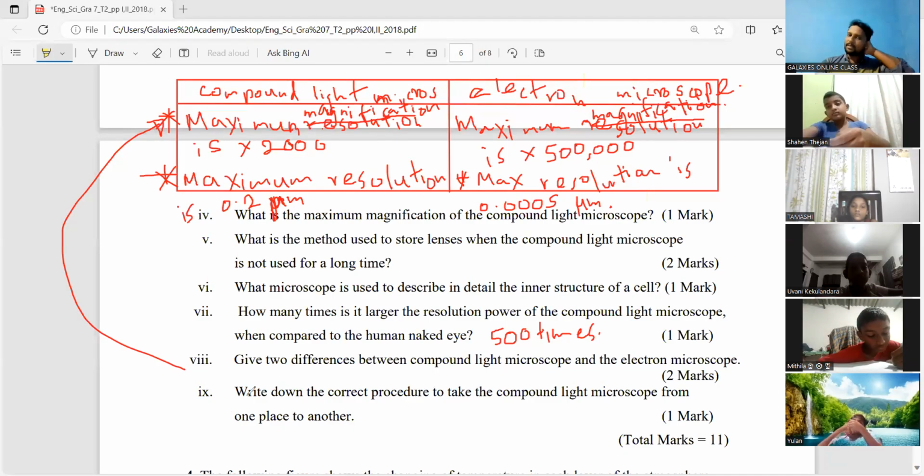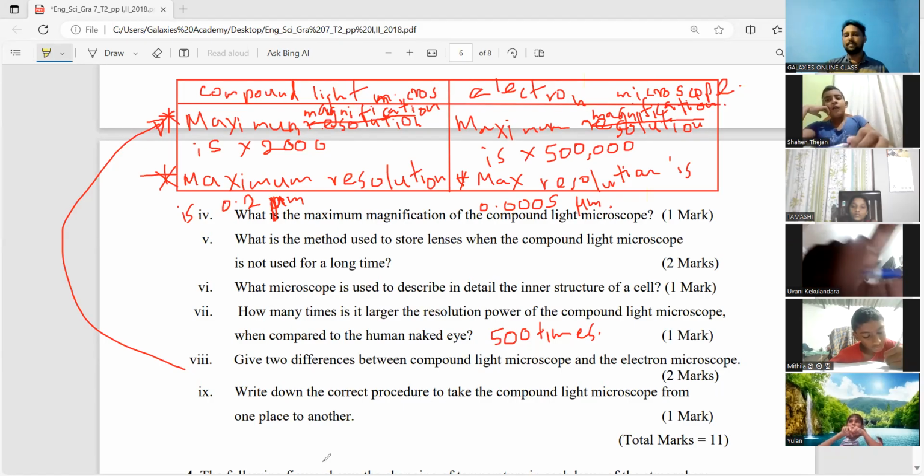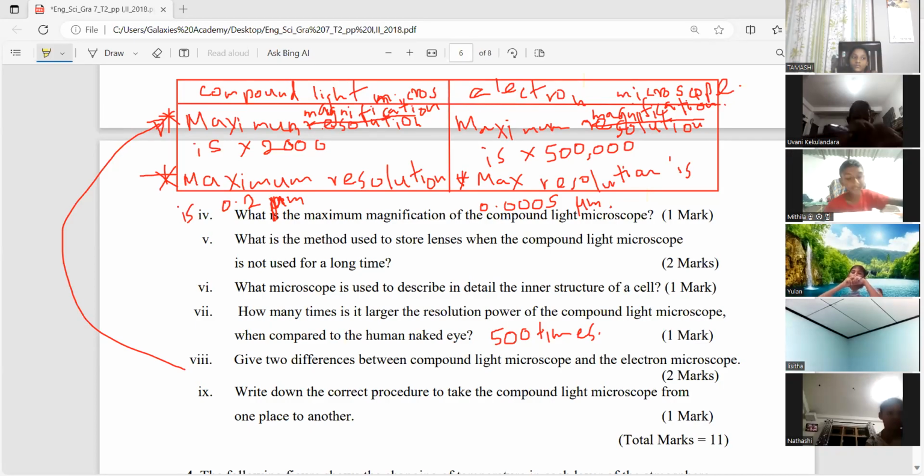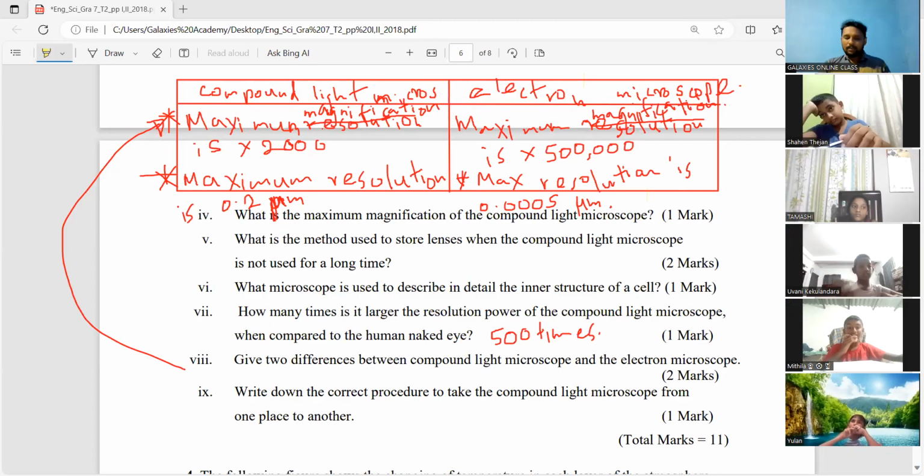Then the last part, there are a lot of subparts given in this question. Write down the correct procedure to take the compound light microscope from one place to another. What is the procedure you have to follow? You have to get the compound light microscope to your hand.